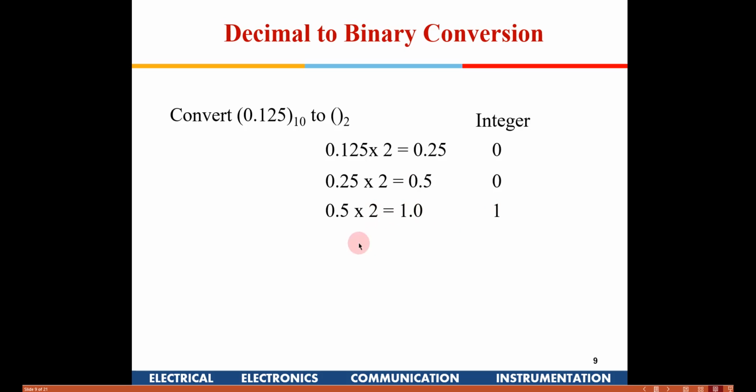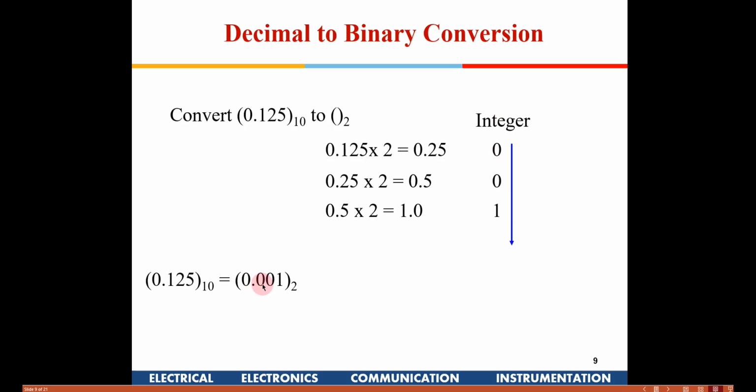So I will keep doing that till I get a perfect 1 here. Till I get a perfect 1, I'll keep multiplying like this. So I get 1 0 0. Now in this case, this is going to be the MSB and this is going to be the LSB. Whereas where we were dividing, we started from the bottom to top, here we have to write from 1 0 0.